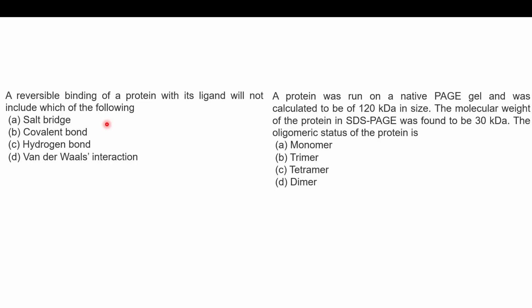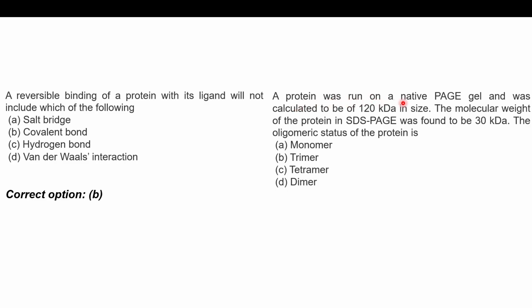These can take place if two residues are within a certain distance of each other. In that case, you will have these non-covalent interactions. So all these are reversible. However, a covalent bond is not reversible.